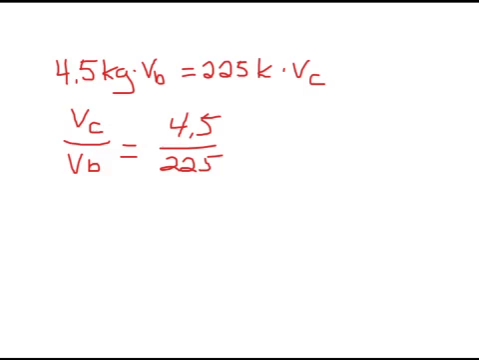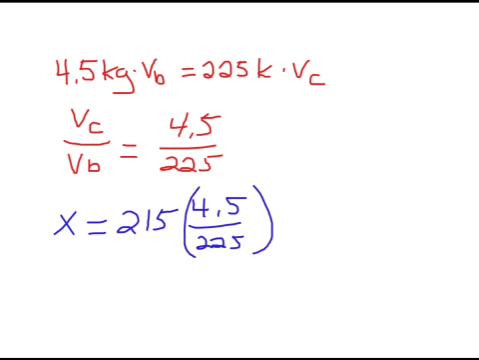Now we can rewrite this as x equals, substituting in 215, where before we had VC over VB, now we write 4.5 over 225. And we've solved the problem. The final answer is 4.3 meters. The one thing we could do in this problem is add a negative, showing that the cannon goes in the opposite direction. There is a second part, and it says, does the width of the tower matter?